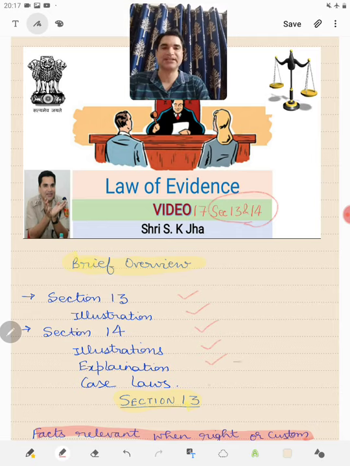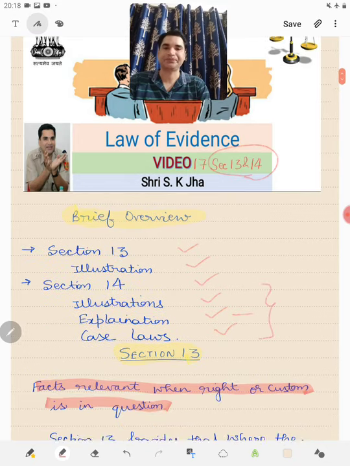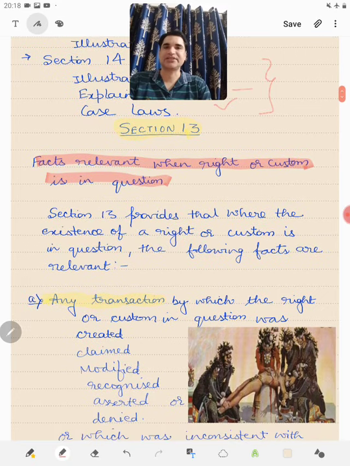Mind you, friends, these explanations are very important and have been asked in examinations many a time. And then we will see certain case laws on Section 14. So let's start with Section 13.